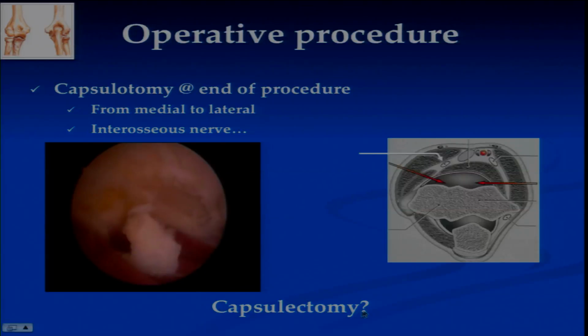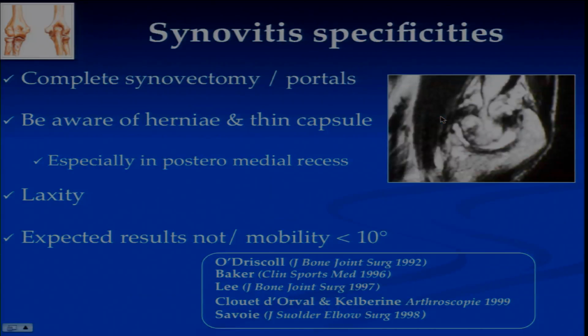And regarding what John O'Driscoll proposed, capsulectomy, that means a resection of all the capsule, in our experience, you will see it's not beneficial to a simple procedure. Of course, you have to pay attention in front of the radial head to the anterior interosseous nerve that Dr. Pedersini just reported previously. There is some specificity for the synovitis. It's much easier to remove the synovium, but you have to be aware because the capsule is very thin in case of disease, and there is a lot of herniation, especially in the posteromedial recess where there is a nerve, so you have to be really careful about that.